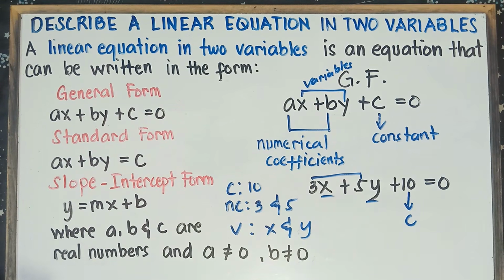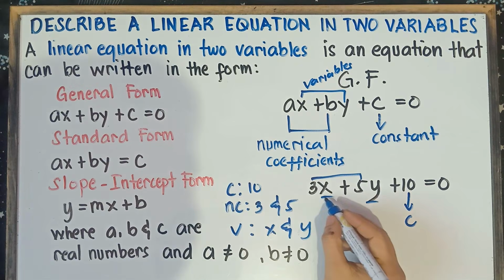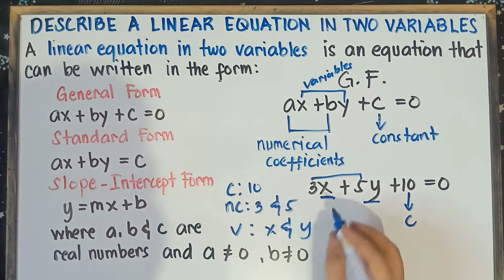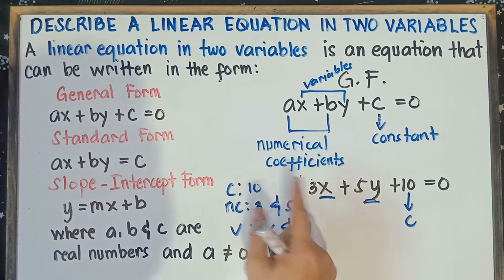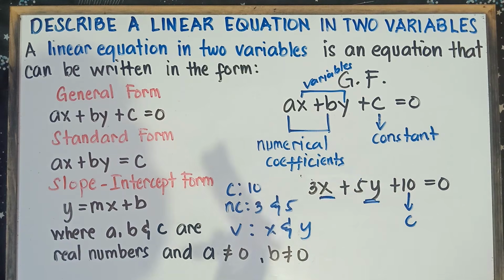Therefore we call this a linear equation in two variables because we have x and y. Now, why do we call this a linear equation? We call it a linear equation if the highest degree of the exponent is 1. We can call this a linear equation because the highest degree of the variable is 1.